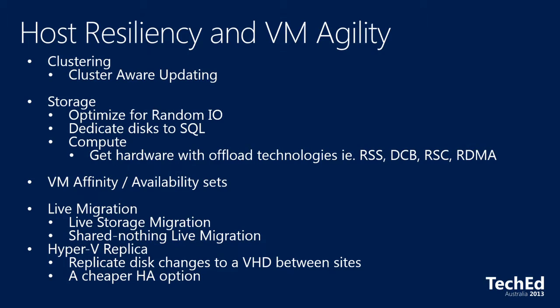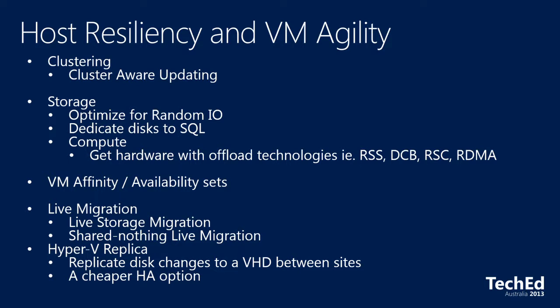So moving into host resiliency and VM agility, and we'll get through this relatively quickly. We wanted to show you some best practices here. Clustering, whether you're doing SQL clustering, file server clustering, Hyper-V clustering, anything you're using for clustering, you should be aware that there's now cluster-aware updating built in. So any resources running on that cluster, whether it's a SQL database, a Hyper-V VM, or a file server node, those resources are migrated off active nodes. The node that was being serviced will be taken down and have the updates applied to it and then reinserted.